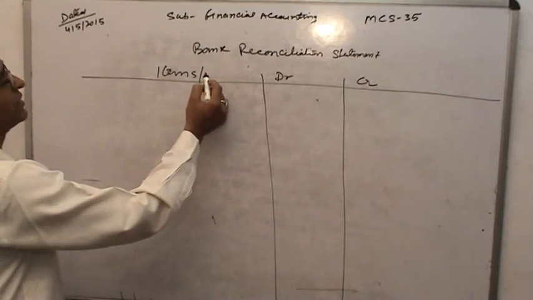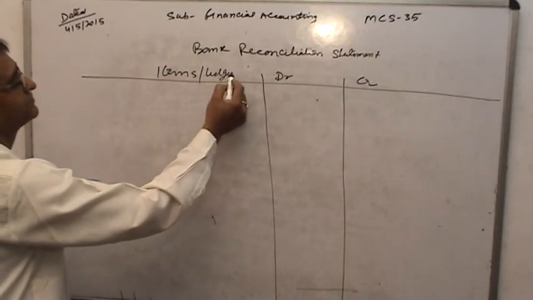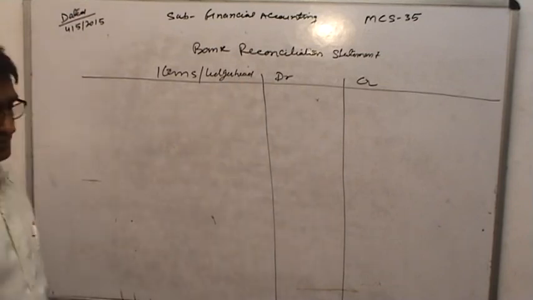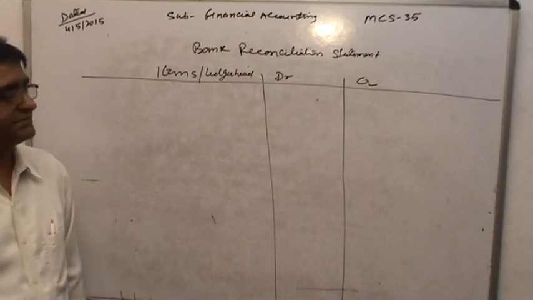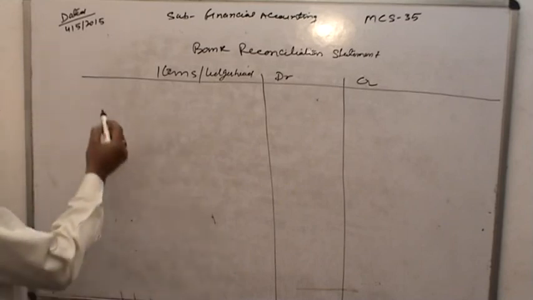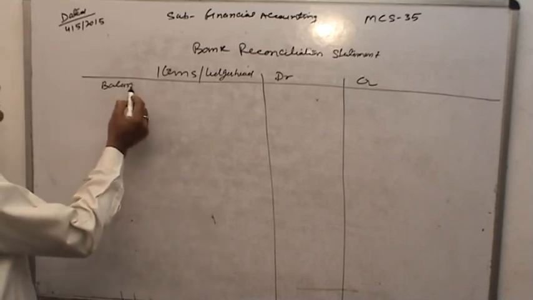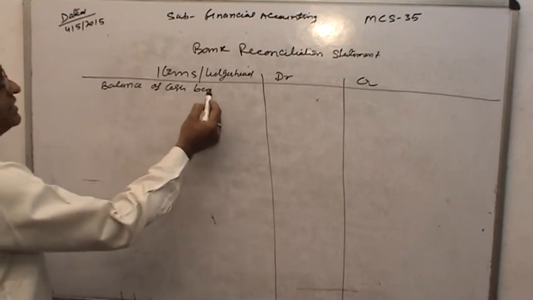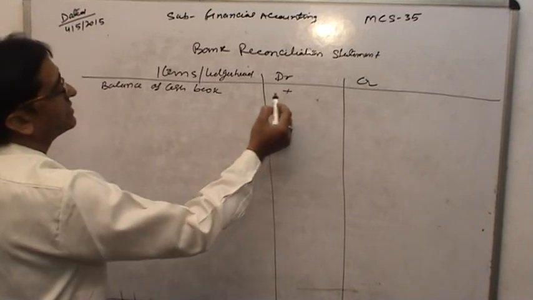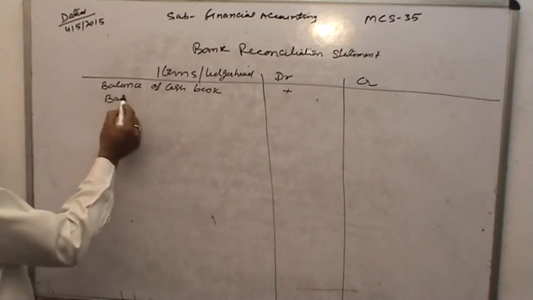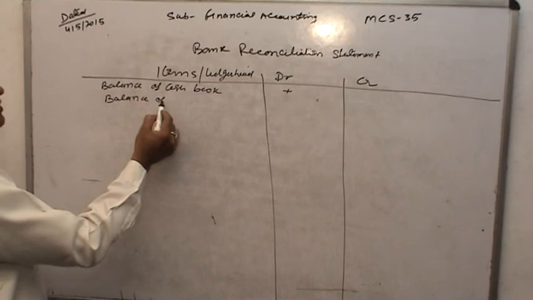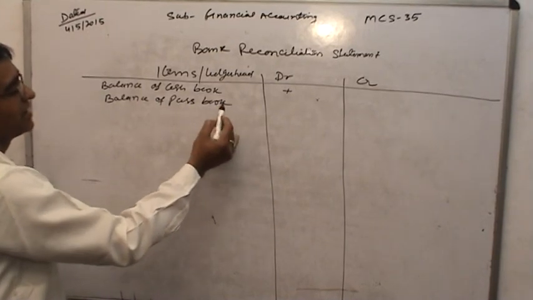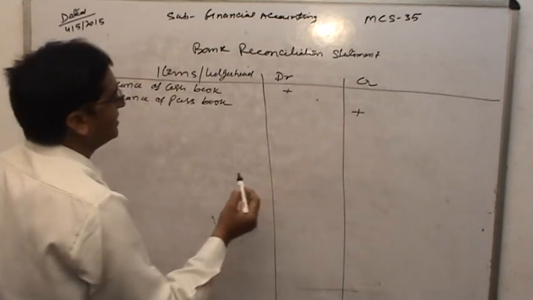Some people also write it as ledger head, but item is good. So the balance of cash book is always debited and written in debit. The balance of passbook is always credit, and in this format it should also be credited.